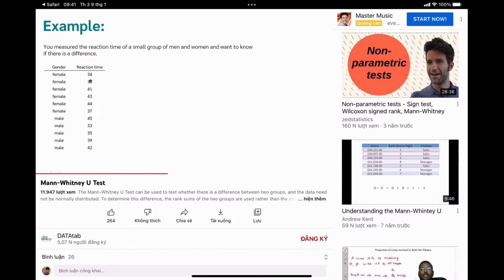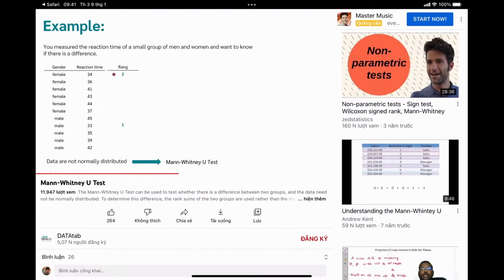Unfortunately, this data is not normally distributed, so we can't use a t-test, and therefore we now calculate the Mann-Whitney U-test. How do we do this now? First, we assign a rank to each value, so we look at the smallest value. The smallest value is 33. That gets rank 1. Then we look at the second smallest value, that is 34.